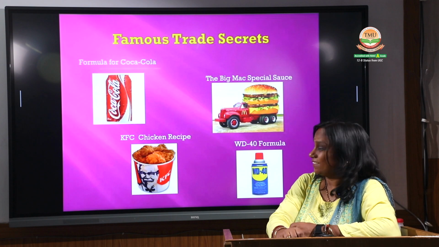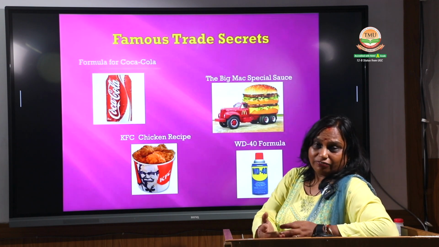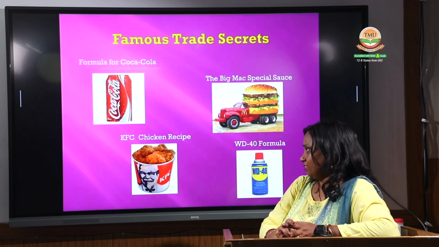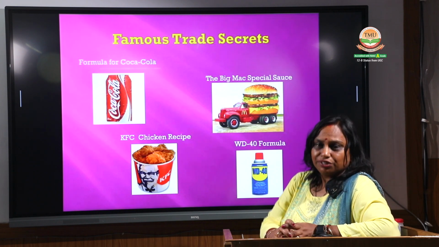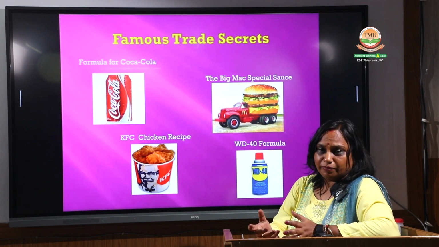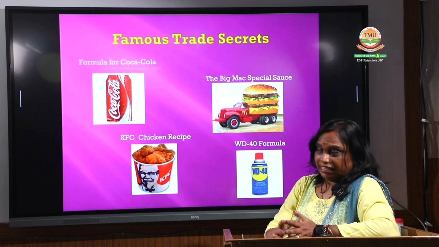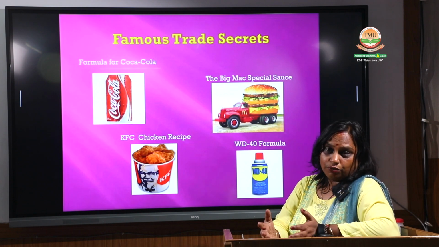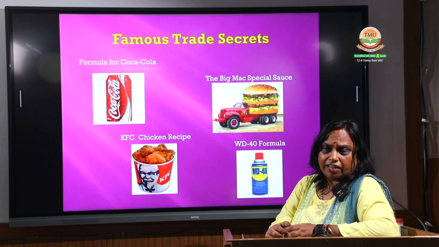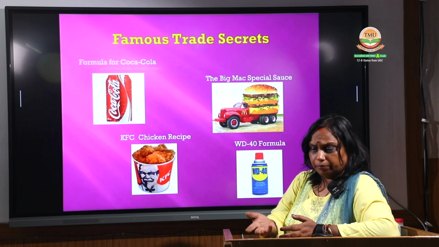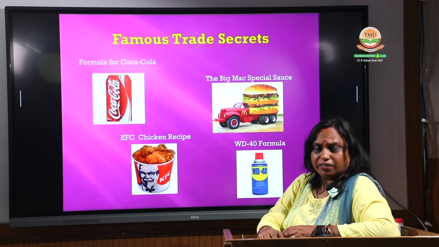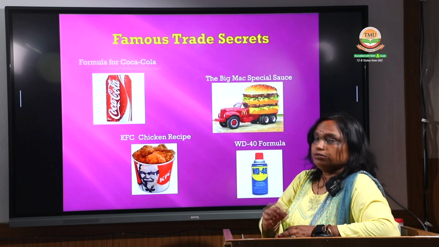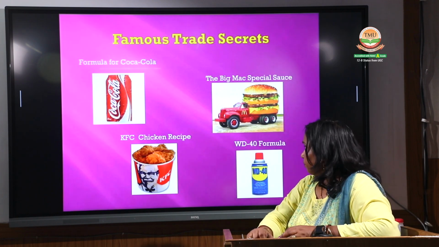So see, here are some examples while discussing the topic of trade secret. We cannot forget these important companies. Coca-Cola, as I told you, the formula which is used for making the soft drink, is still today a secret. Otherwise, you and me or anybody could have been able to produce this particular cold drink, but it is not possible because the formula is secret to the particular organization.